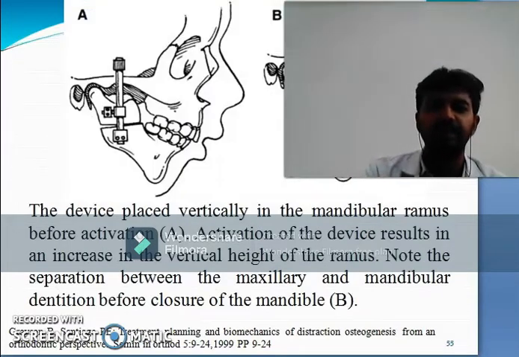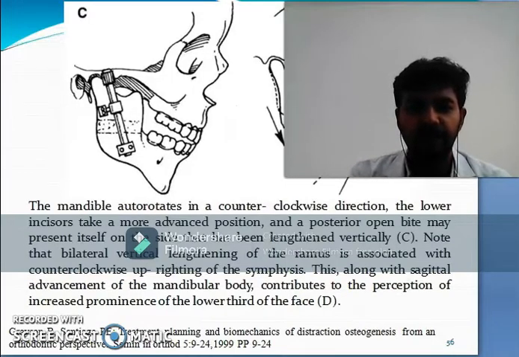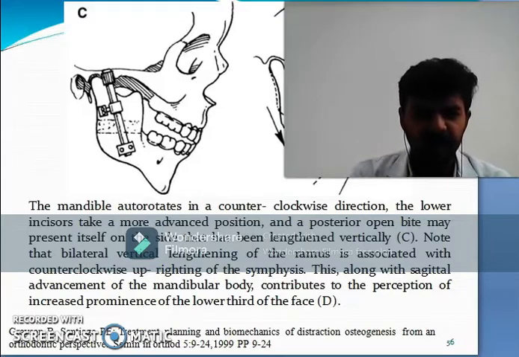The device placed vertically in the mandibular ramus before activation. The activation of the device results in an increase in the vertical height of the ramus. Note the separation between the maxillary and mandibular dentition before the closure of the mandible. The mandible auto-rotates in the counterclockwise direction. The lower incisors may take a more advanced position, and the posterior open bite may present itself on the side that has been lengthened vertically.